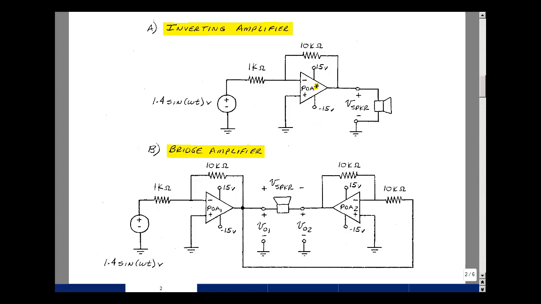Now the second circuit uses the first circuit, but now hooks up an inverting amplifier with a gain of minus 1. Here's the second power amplifier. The gain from here to here is just going to be equal to minus 10k over 10k, or just equal to minus 1. The voltage here is minus 14 times the sine of omega t. Then the voltage over here is going to be that answer times minus 1, or a plus 14 times the sine of omega t. And this is shown on the next page.